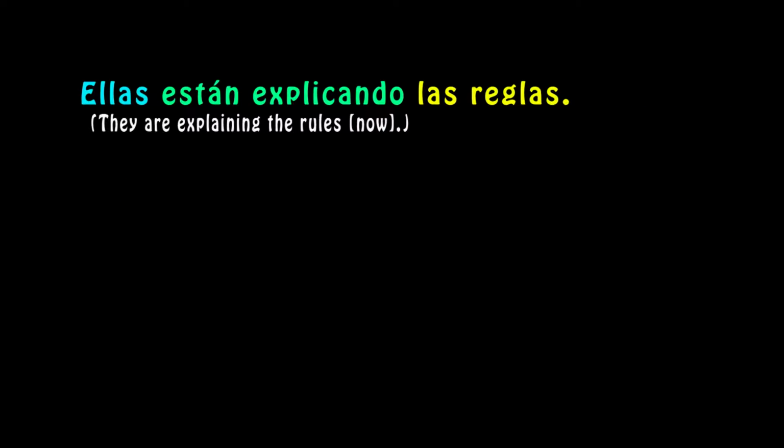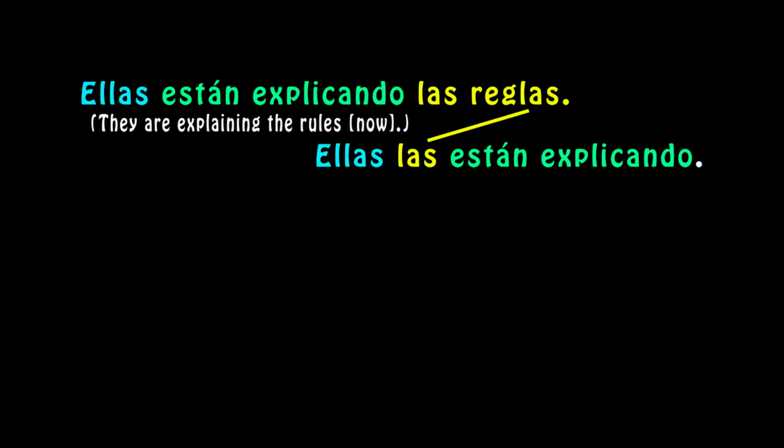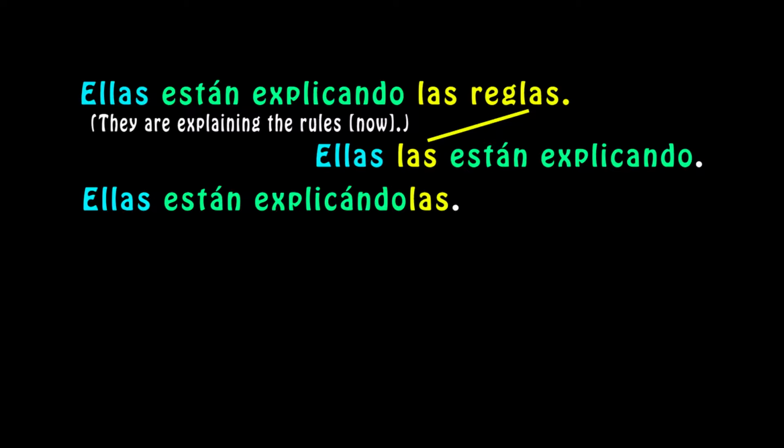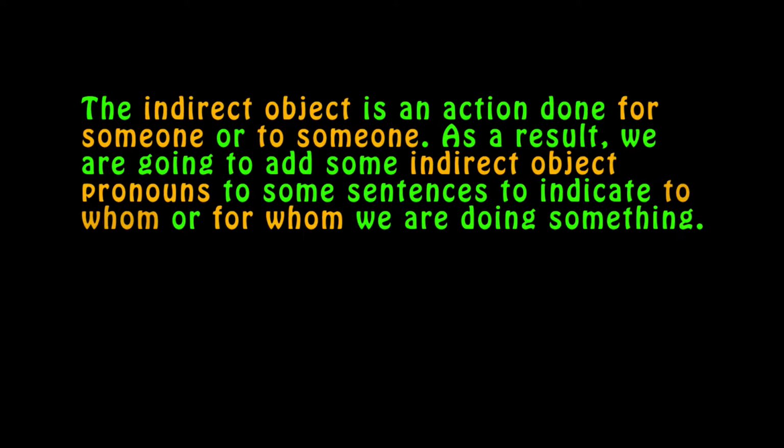Ellas están explicando las reglas. They are explaining the rules now. Ellas las están explicando, or ellas están explicándolas. As you can see, we can also attach the direct object pronoun to the ing verbs. The direct object is an action done for someone or to someone. As a result, we are going to add some indirect object pronouns to some sentences to indicate to whom or for whom we are doing something.